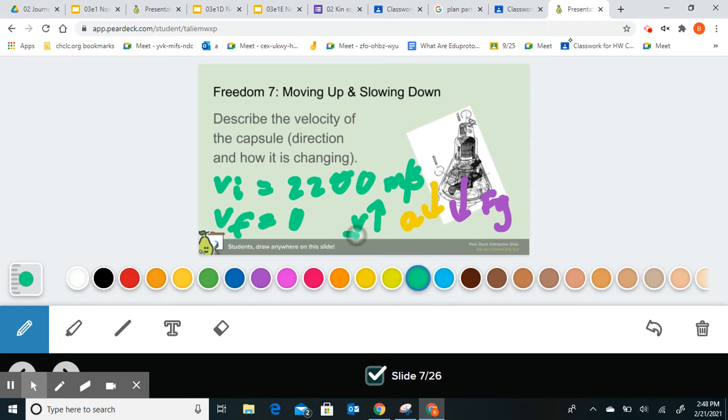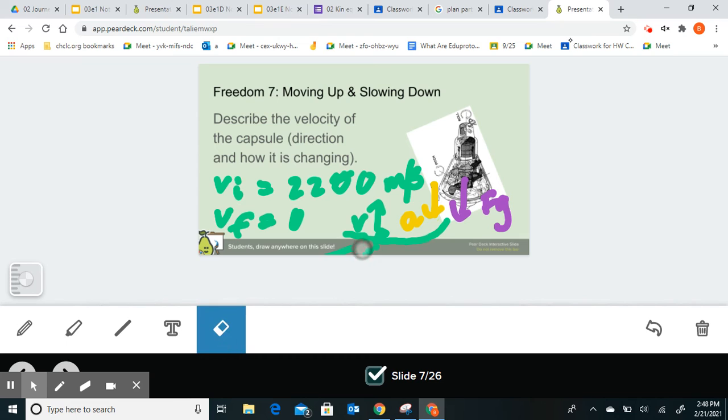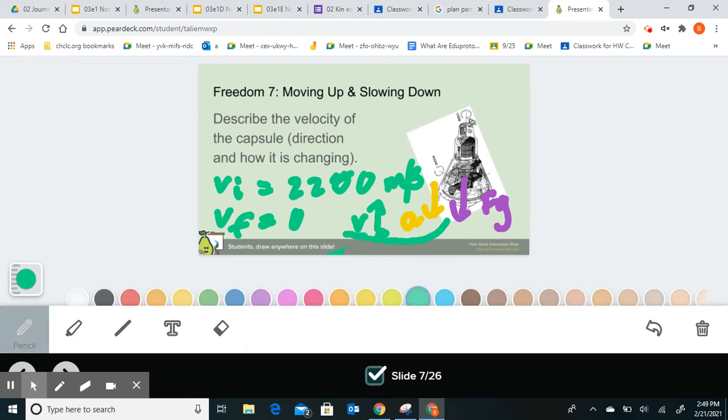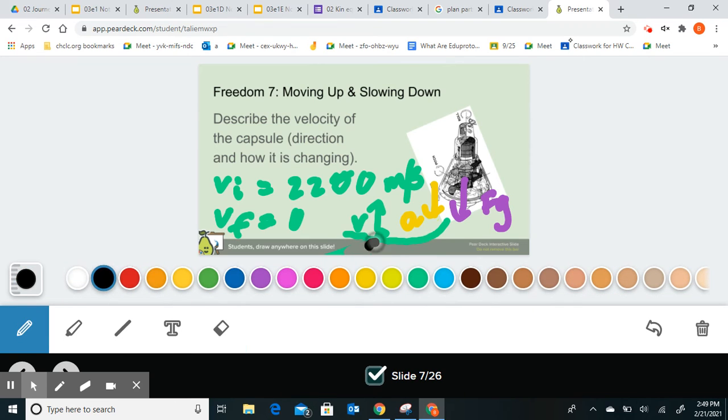And anytime I have velocity and acceleration opposite, we know we are slowing down. So we know these two are opposite. So we know here that we are slowing down.